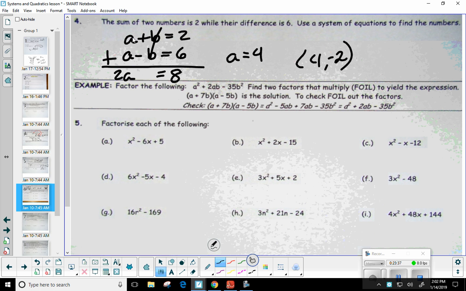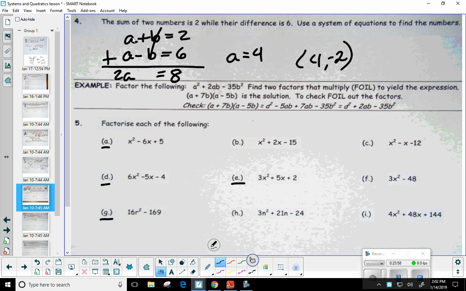All right, so we're going to put the systems aside for just a second. What I want to do is look at factoring. You've got an example already provided for you here. The ones I want to take a look at are A, D, E, and G. A, D, E, and G.